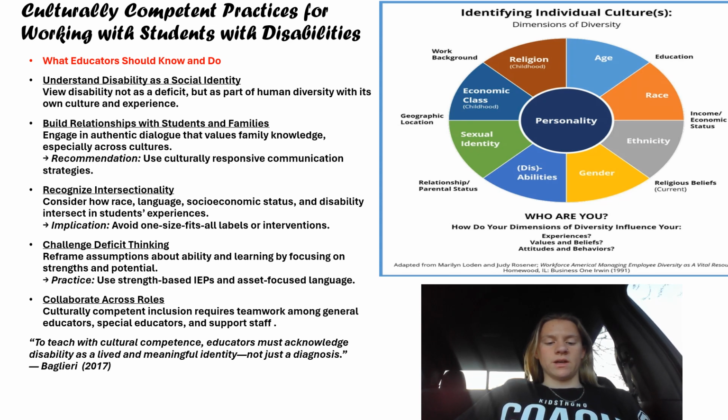Another is recognize intersectionality. Consider how race, language, socioeconomic status, and disability intersect in students' experiences. Challenge deficit thinking. Reframe assumptions about ability and learning by focusing on strengths and potential. And last, collaborate across roles. Culturally competent inclusion requires teamwork among general educators, special educators, and support staff.